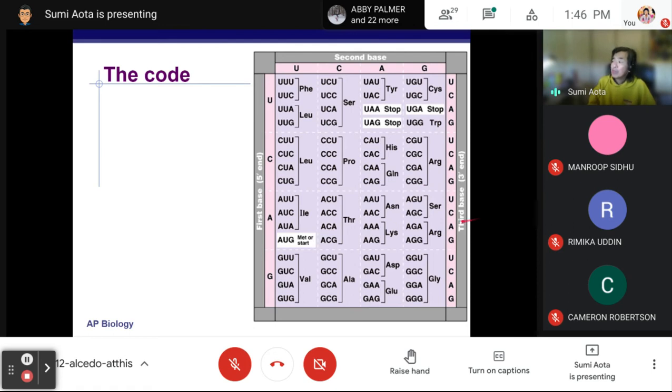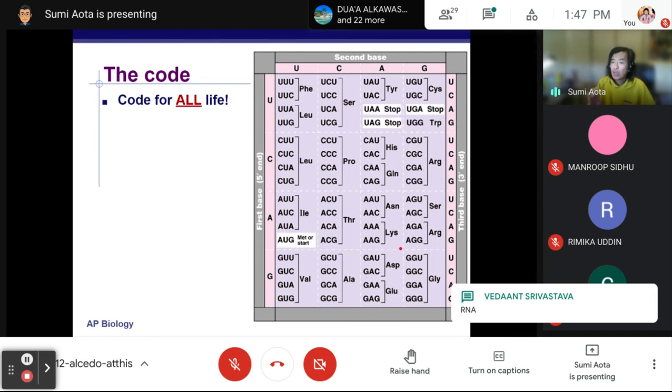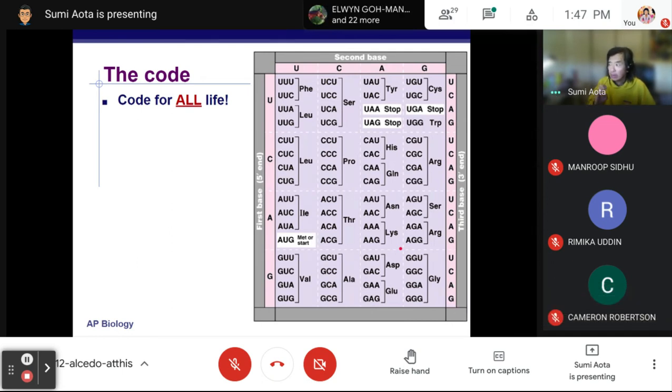So some of the things you should notice from this table, okay, this is the code for everything. Now, notice the bases that are used. They contain U, not T. So what kind of nucleotides are they using here in this table? Yeah, codon tables are always RNA tables. They're never DNA tables. You will never see a codon table for DNA. You will never find one with thymine in it. It's always RNA. It's always uracil.